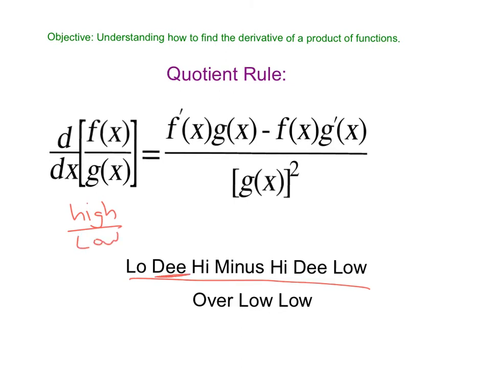So it's low d high, so the low times the derivative of the high, minus high d low, the top times the derivative of the bottom, over low, the bottom squared. So low d high minus high d low over low. It's just kind of a fun tongue twister that's common for teachers to teach.